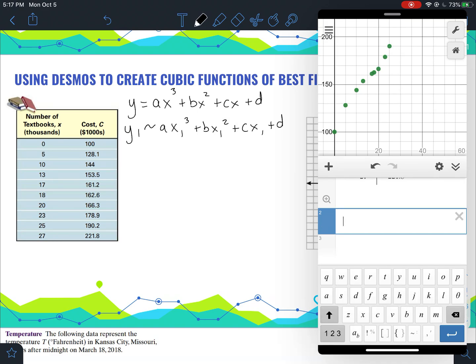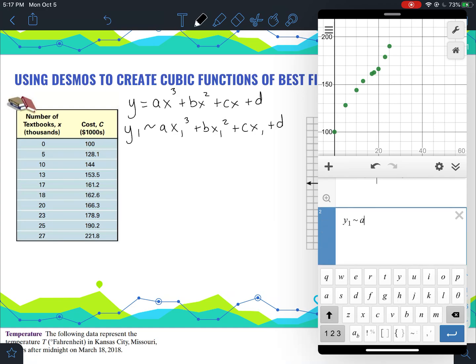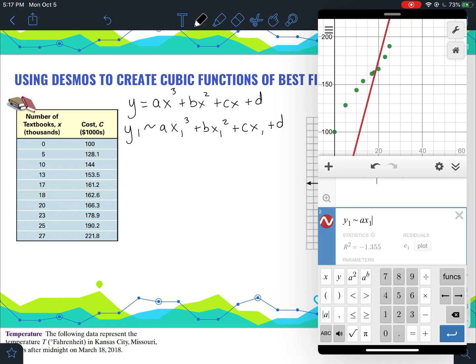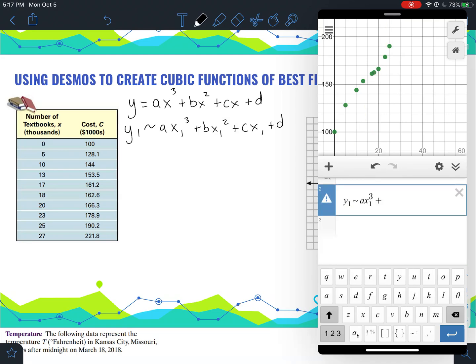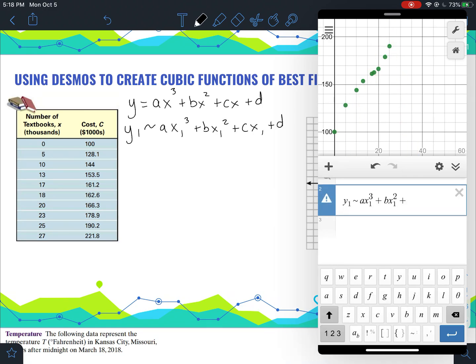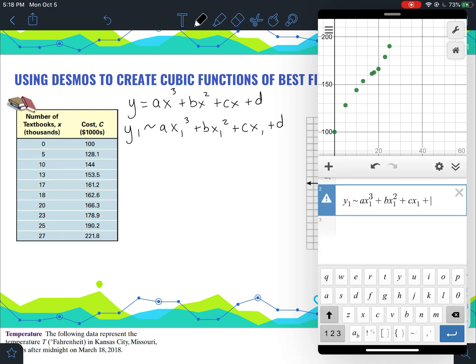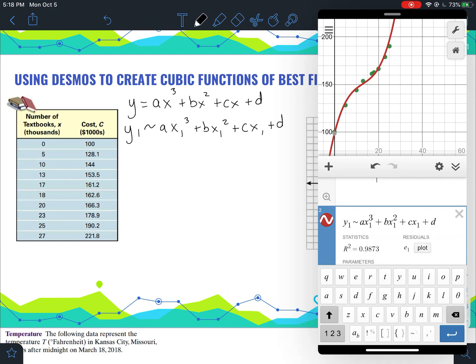So on Desmos, we're going to do y1 is approximately a x1 cubed plus b x1 squared plus c x1 plus d. And that's going to allow us to create a cubic of best fit. So let's go ahead and go down to 2. And we're going to do y, and then y1. And then the a, b, c, and then the approximately. Then ax1 cubed plus bx1 squared plus cx1, and then plus d. And then notice that is going to be our cubic of best fit. That's the cubic curve that would fit those points the best.